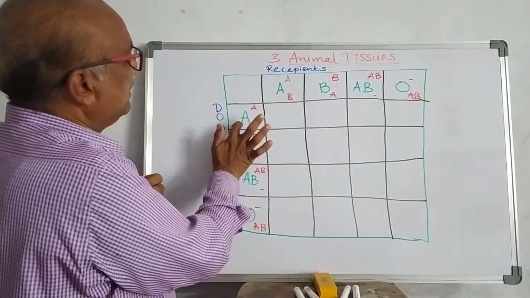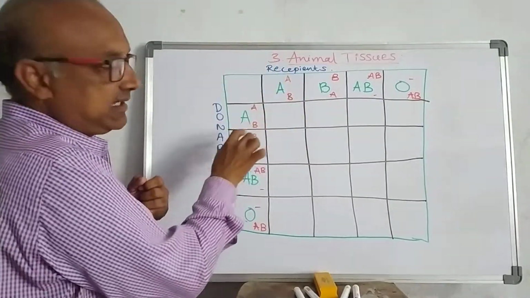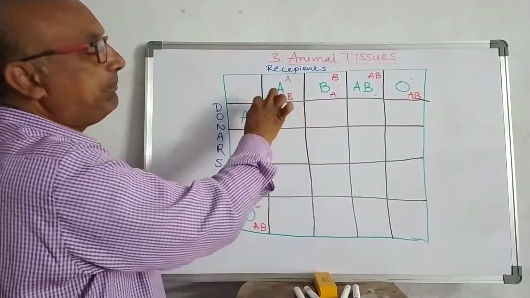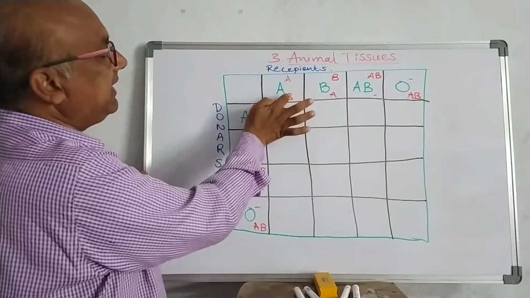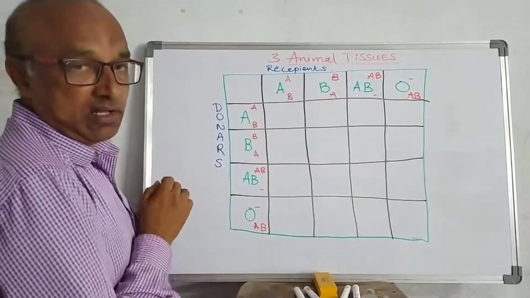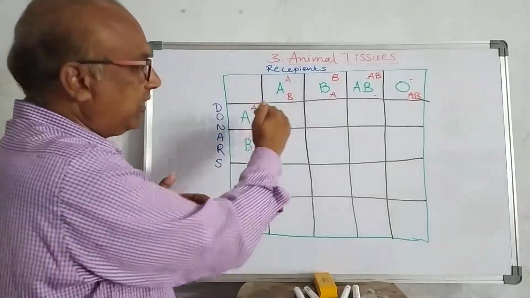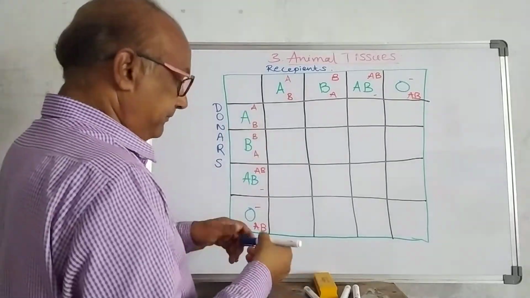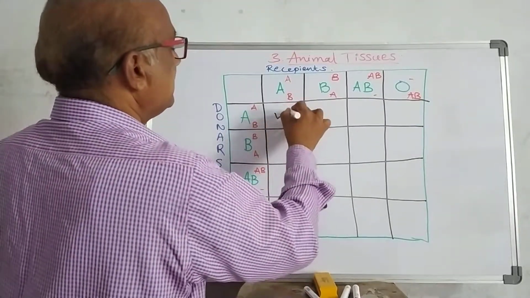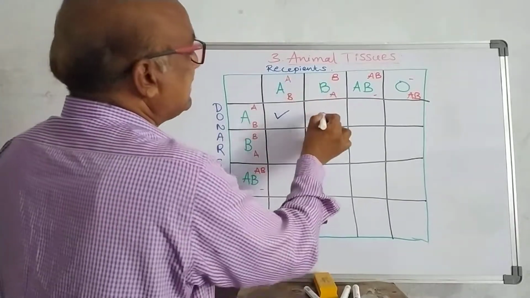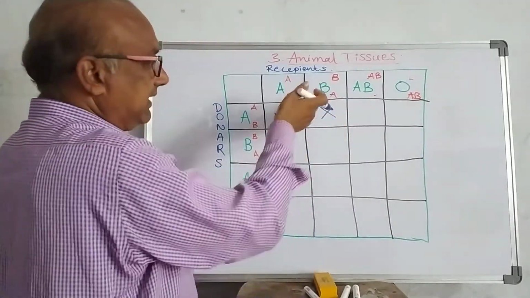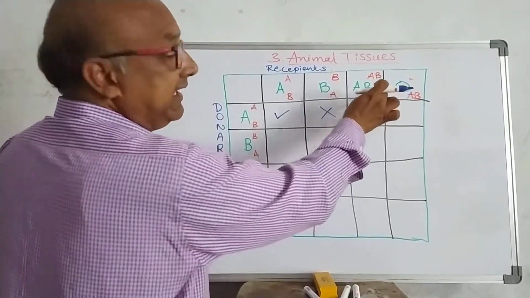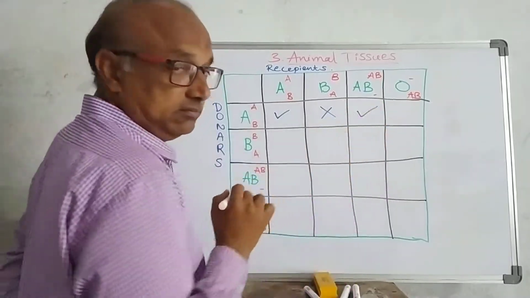For example, if you give the A blood group to an A blood group person, here you see antigen A and antibody B. So there is no clumping because antibody B cannot react with antigen A in the donor. So this is suitable. In that way we should think and discuss. So here it is suitable. Here it is not suitable, because I told you the reason. Here what about this AB? AB does not have any antibody, so it is suitable.